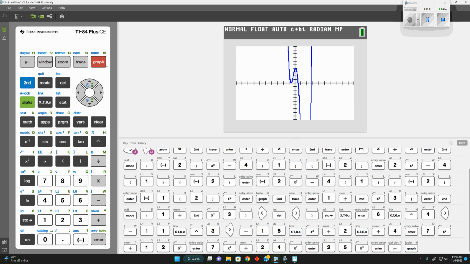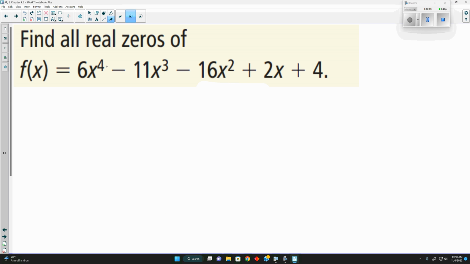Unfortunately, looking at this here, it doesn't intersect at any whole numbers. Looking for -1, it doesn't cross at -1, 1, 2, 3. It doesn't cross at any of these integer numbers. So what we can do is come back over here and find our rational zeros, because we need 2 of these to be rational zeros, and 2 of them will.